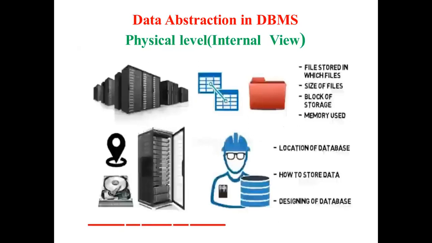The first one is the physical level, which is also called the internal level. As we have just seen, this is the lowest level of data abstraction. The name itself suggests it: physical means how the data is stored. As we know, a DBMS is a collection of data. So when we think about where we are storing all this information, we are storing it somewhere.